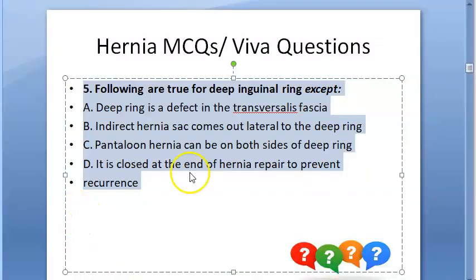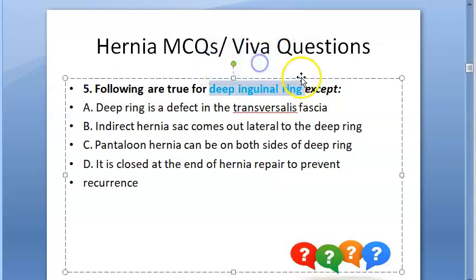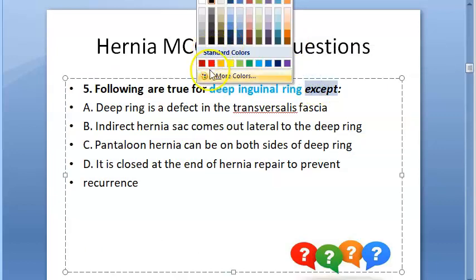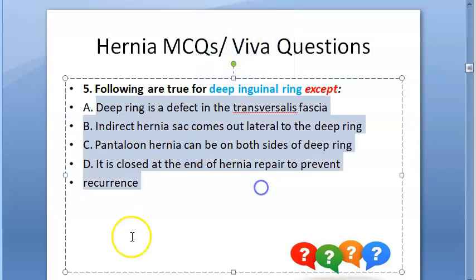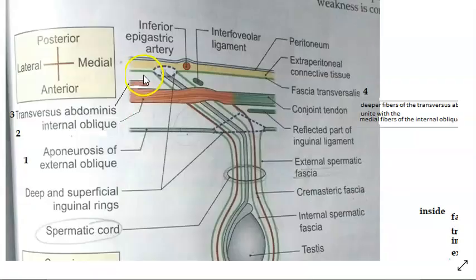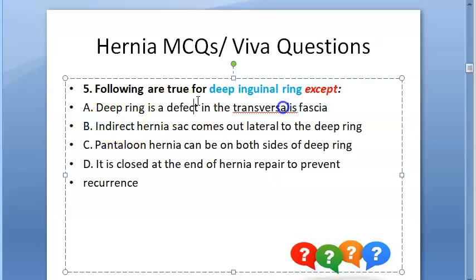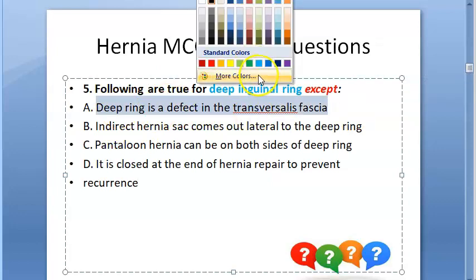Okay, next question guys. Look at this. Following are true for the deep inguinal ring except. Same deep inguinal ring they are asking about, and here it is an except question. So let's mark it in red. Look at all the options and come to a conclusion. So deep inguinal ring again. Here it is, and they are asking about it. It is a defect in the transversalis fascia. We know that this is correct.